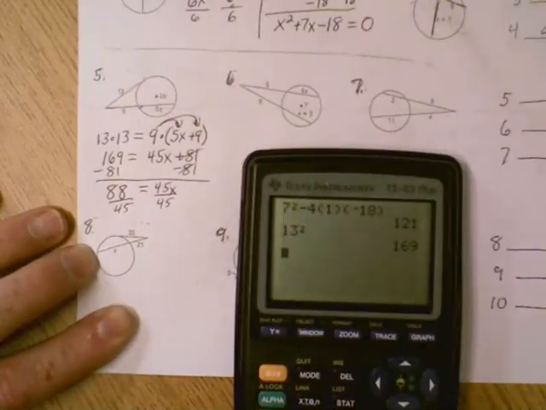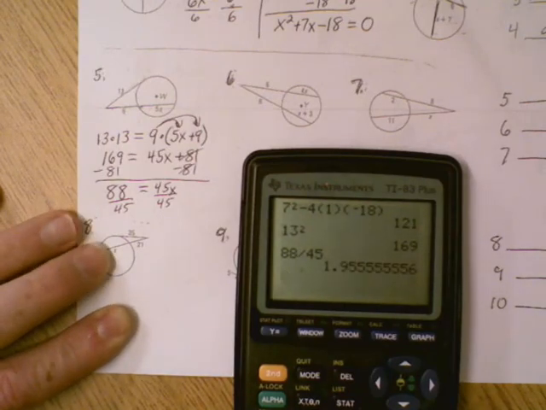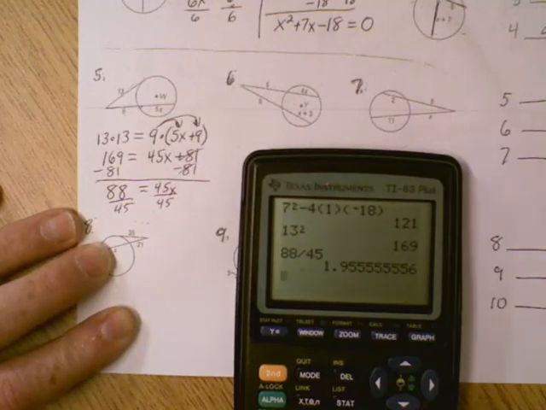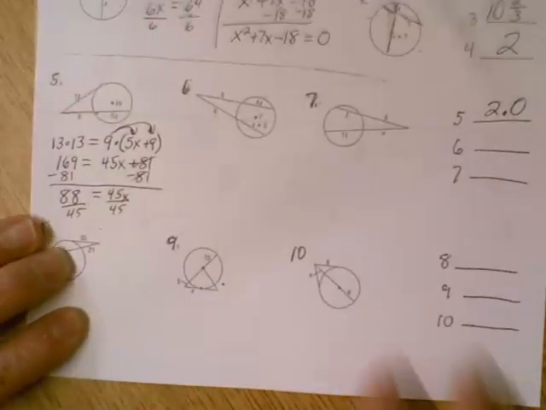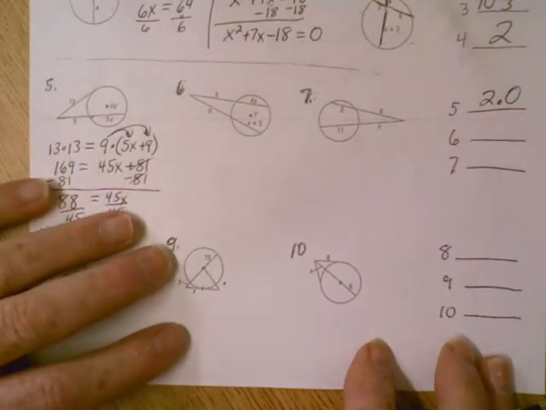So I'm going to grab my calculator. 88 divided by 45 is 1.955. That's not a special number, not one that I expect you're going to remember or have memorized. So we're just going to round this off to about 2.0. So our answer number 5 is 2.0.